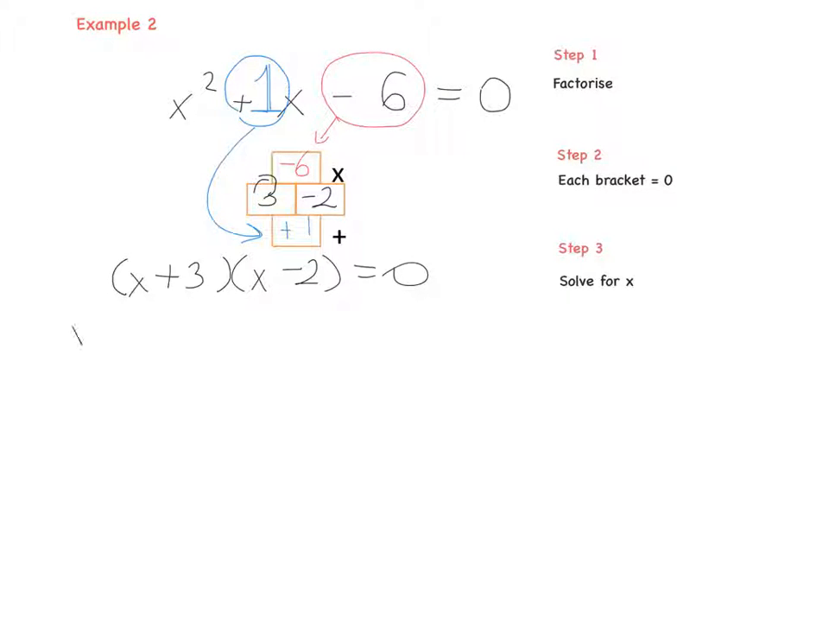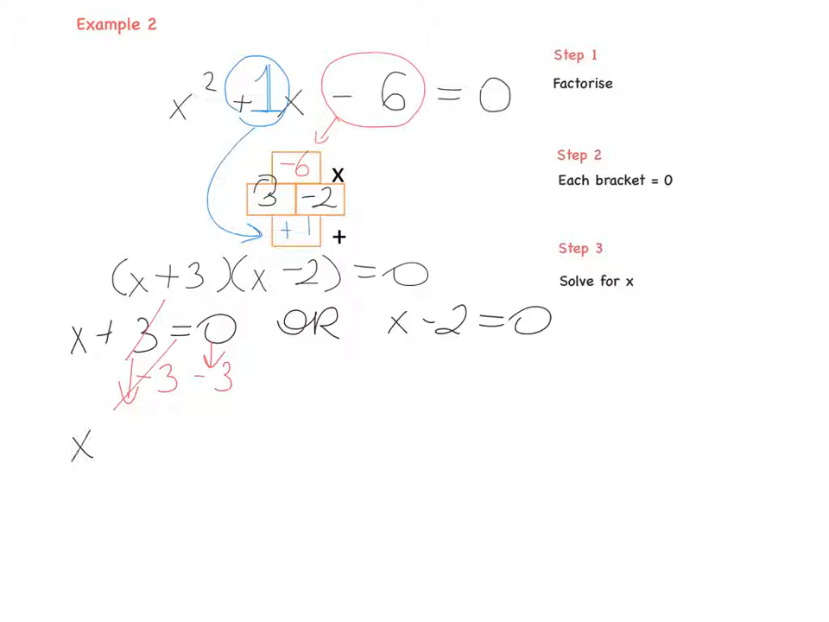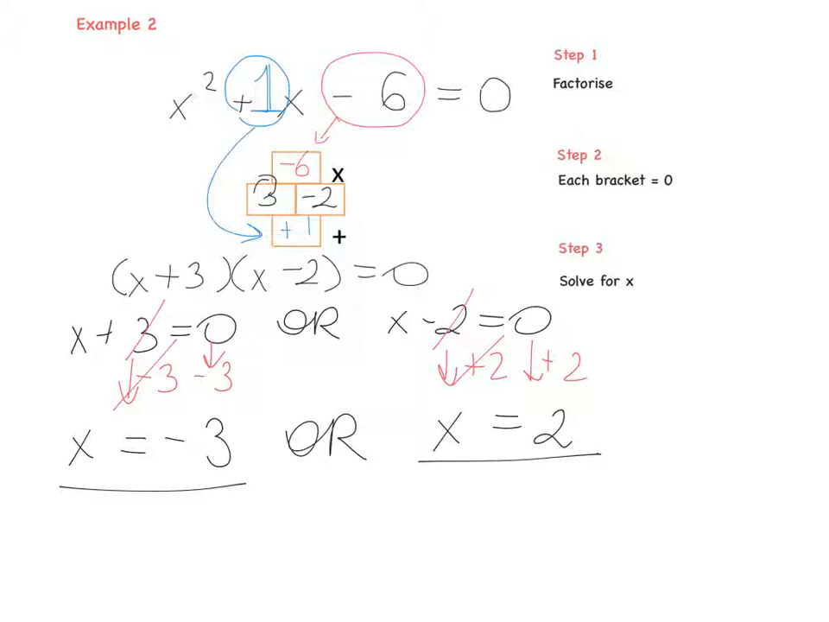Now we need to let each bracket equal 0. So x plus 3 equals 0, or x minus 2 equals 0. And now we need to solve it. So the same in here, minus 3 and minus 3. So x equals minus 3, or in here plus 2 and plus 2. We don't have it anymore, so we have x equals 2. Okay, and this is the answer.